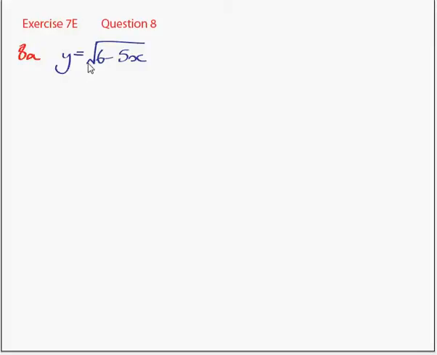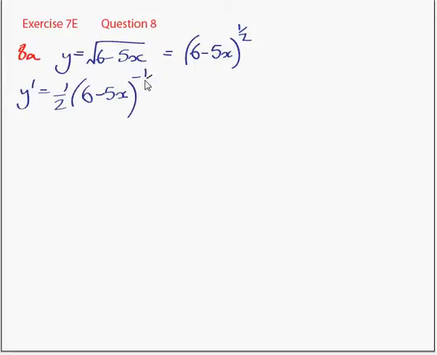Okay, for this question, we must first differentiate the function. To differentiate it, I first need to write the index form, and then I can use the chain rule. And then I'll simplify it.